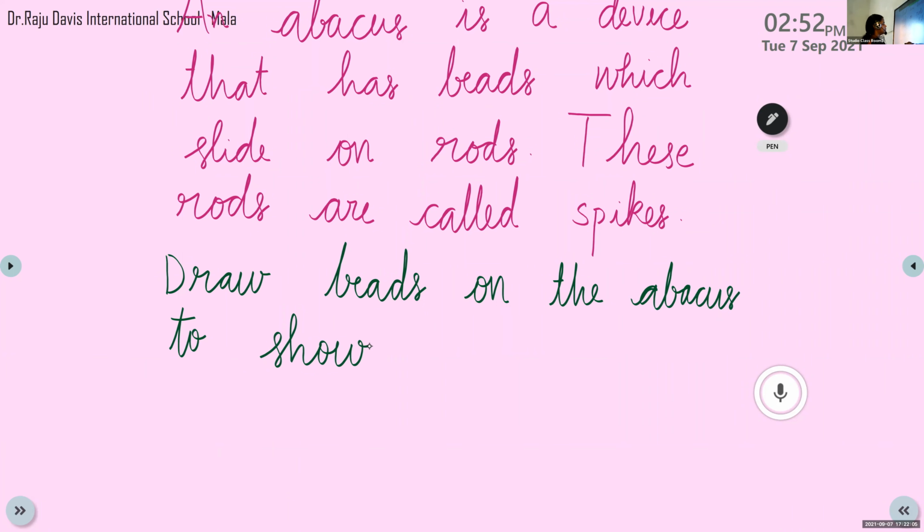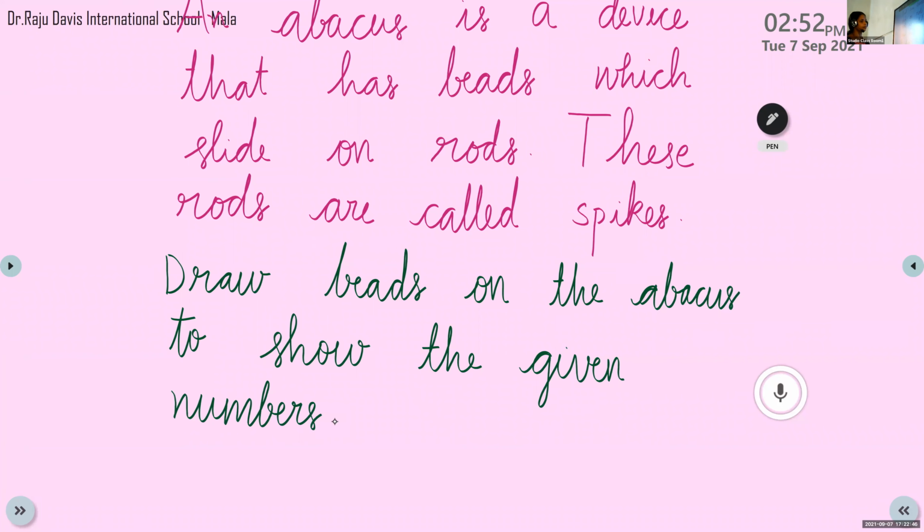Draw beads on the abacus to show the given numbers.